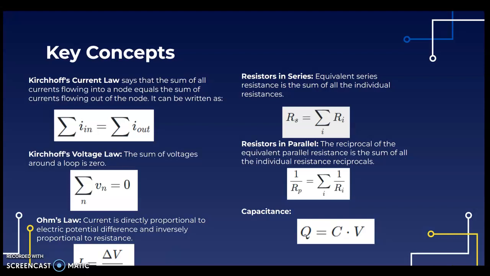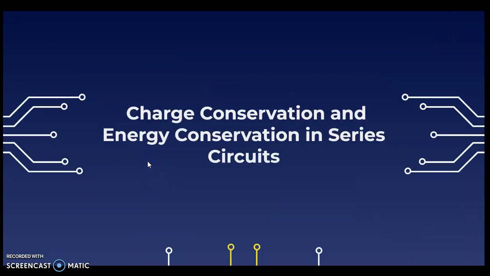Equivalent resistance: when we have resistors in series, the equivalent resistance is the sum of all individual resistances. And when they're in parallel, the reciprocal of the equivalent parallel resistance is the sum of all the individual resistance reciprocals. And finally, capacitance is equal to the charge divided by the voltage.